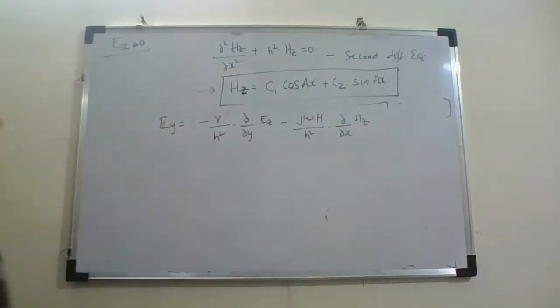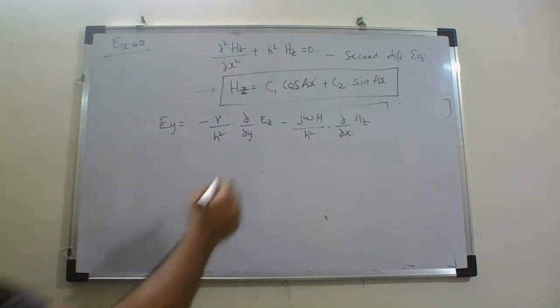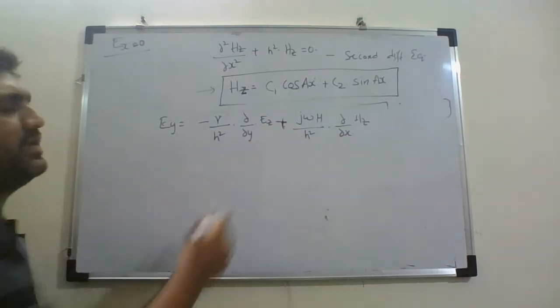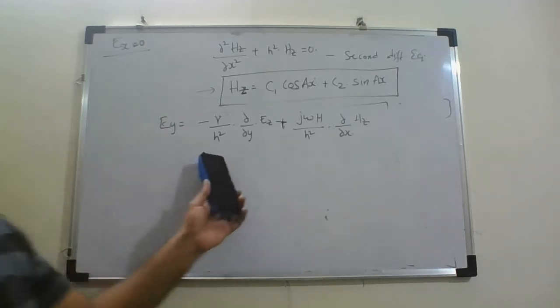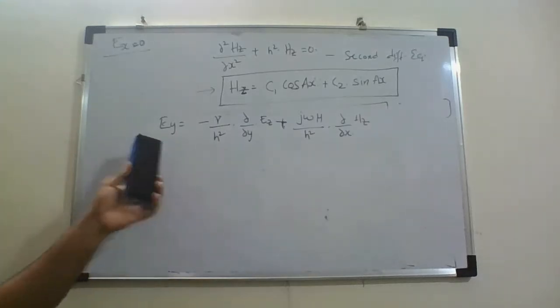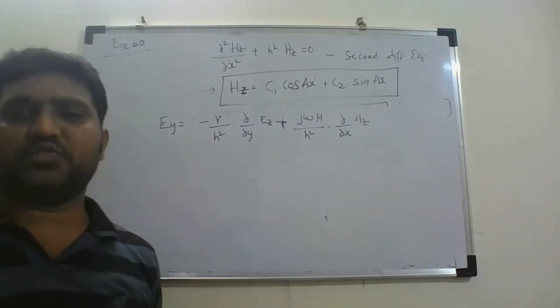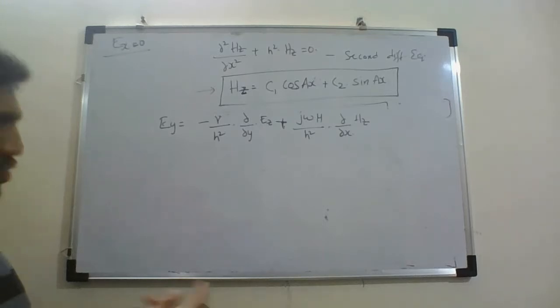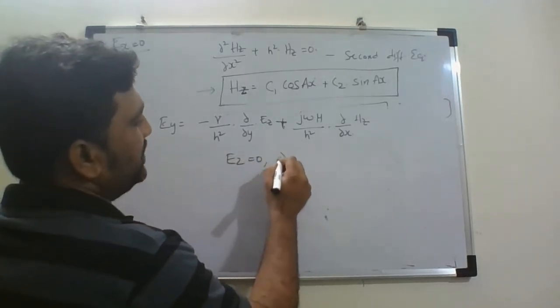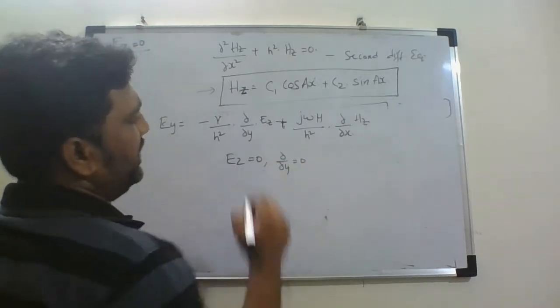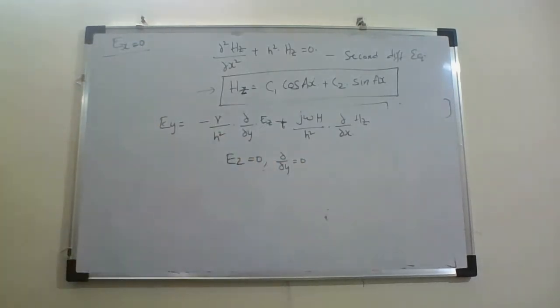So this is the general formula. If you remember properly, I think I'll get a plus here. Yeah, correct. So this is the expression for the component Ey in the general solution. Now in our case, for the TE wave, we have Ez equal to 0 and ∂/∂y also equal to 0. So let us substitute those two.